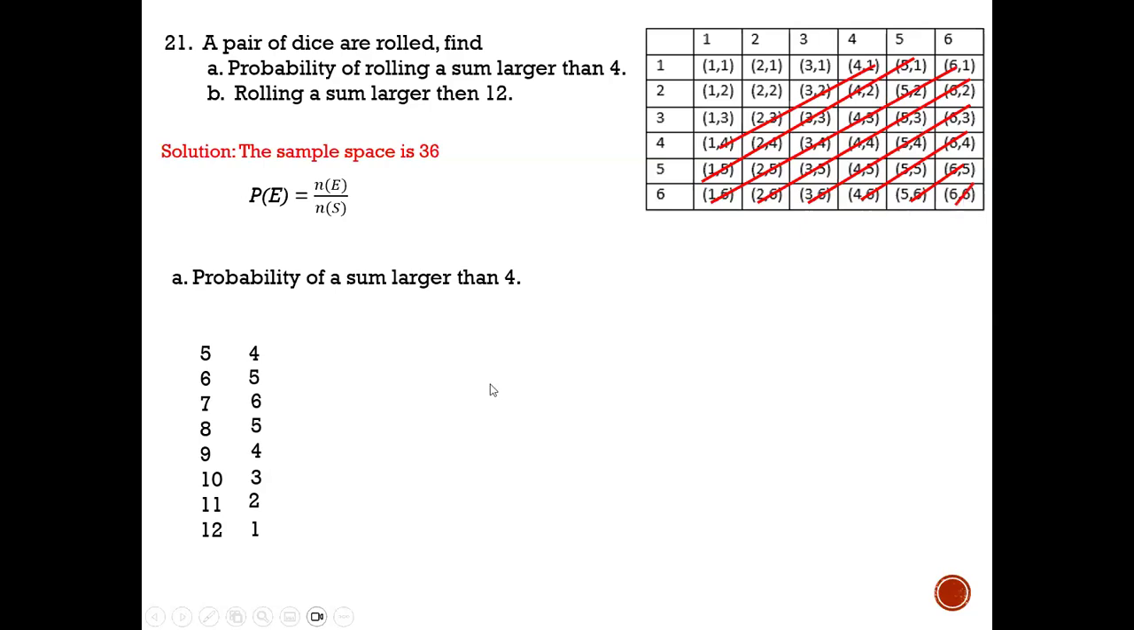So I basically just counted and added up how many of all of these sums are larger than 4, added them all up, and I have 30. So out of all of these 36 possibilities, 30 of them meet this criteria that their sum is larger than 4. So again, the number in our event is 30, out of all possibilities, 36. That's our probability, but you always reduce. So 30 over 36 reduces to 5 over 6, dividing both by 6.